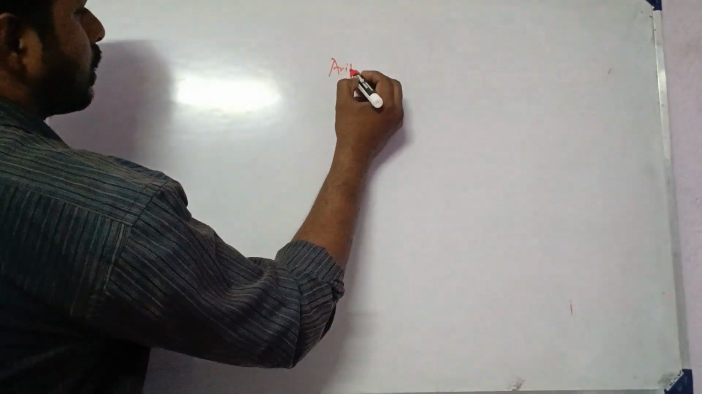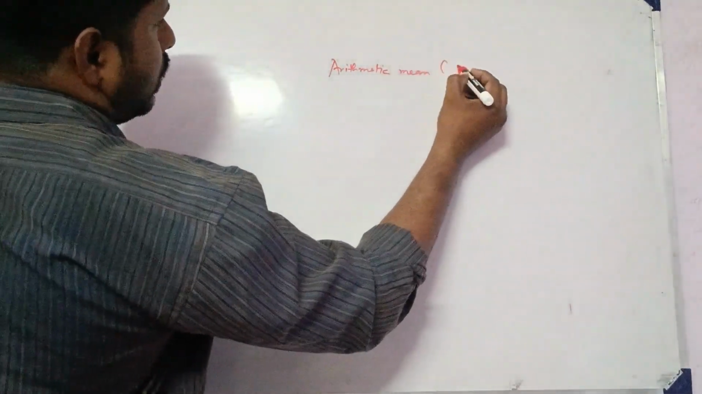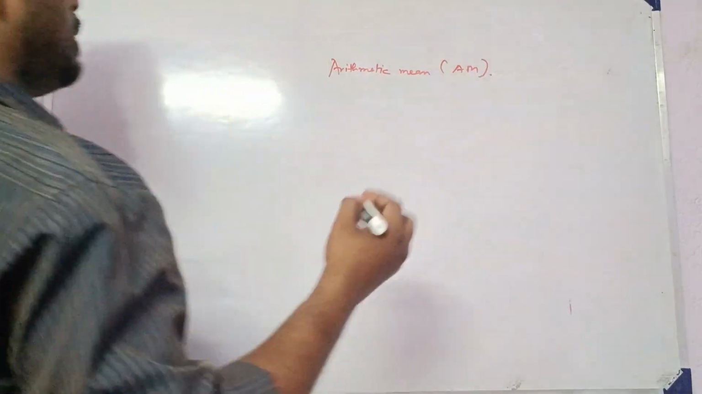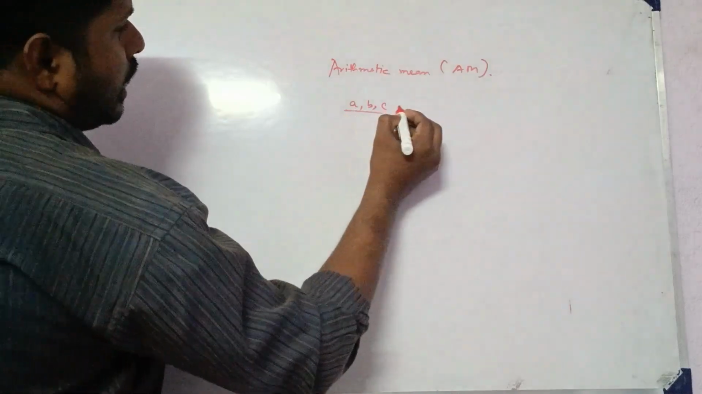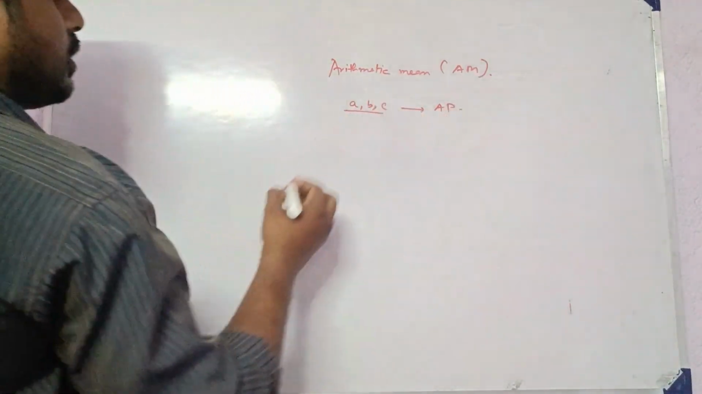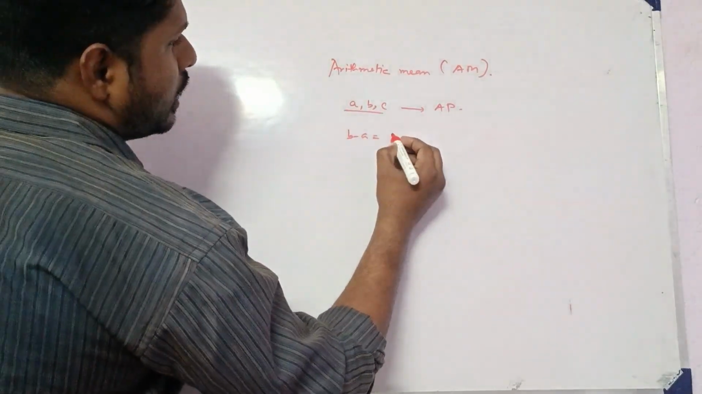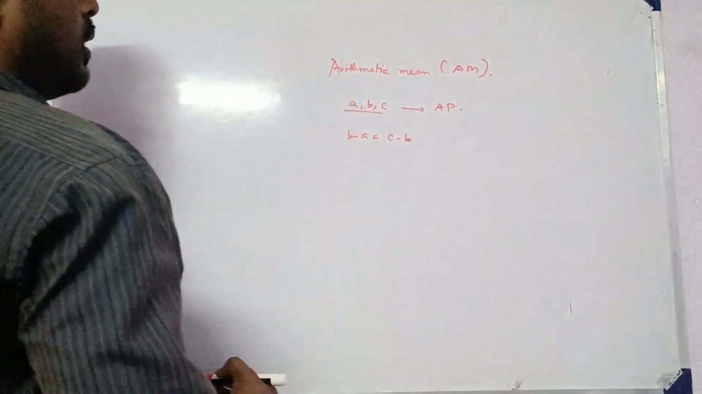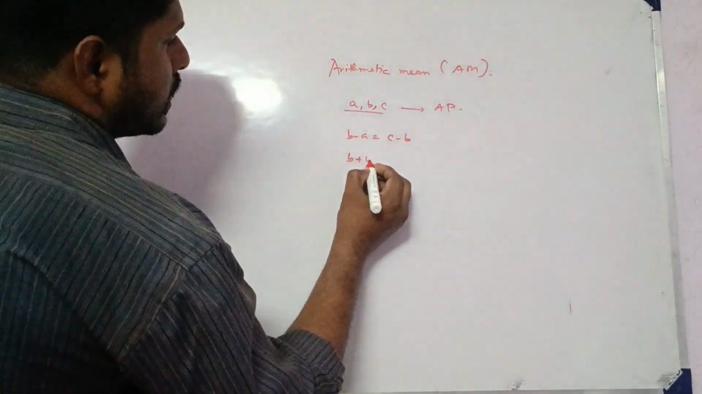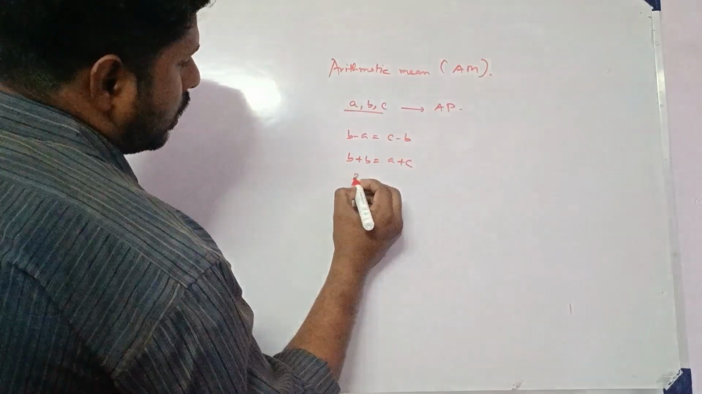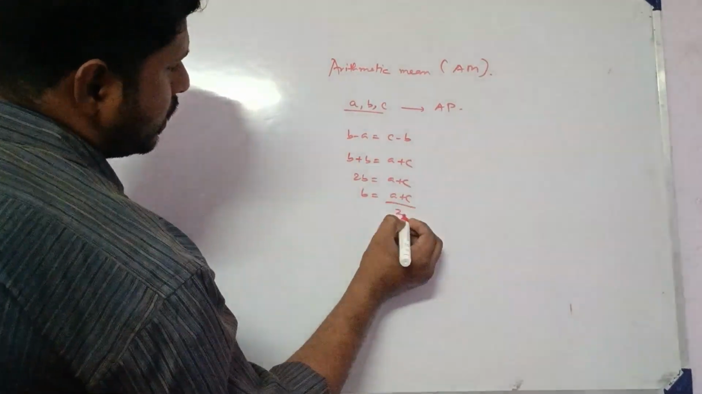Arithmetic mean, or AM. Suppose there are three numbers A, B, C, and they are in AP. So from the previous discussion, we know that B minus A equals C minus B, because they have the same common difference. So B plus B equals A plus C, or 2B equals A plus C, B equals (A plus C) by 2.